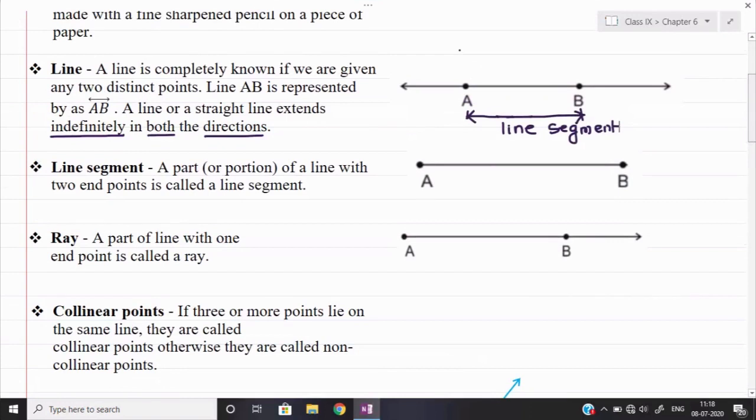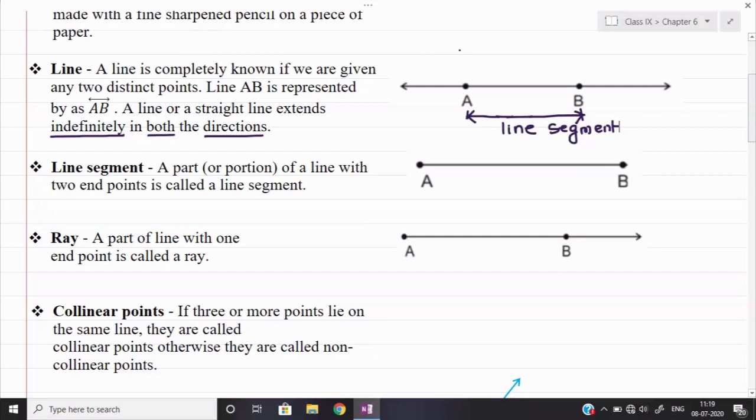Then a ray will go up to infinity, but it starts from one point. That beginning point is the initial point, and hence it will not go infinite in both directions. It will go only in one direction. For example, the rays of the sun come to the earth, so it goes up to infinity. However, it reflects from the surface of the earth, but again in the universe it goes up to infinity.